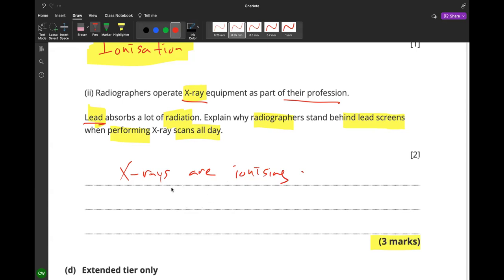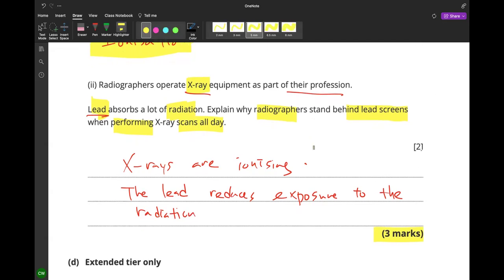The lead reduces the exposure to radiation. So when someone asks you why it is dangerous, you have to mention ionizing. How? Reduce exposure to radiation.